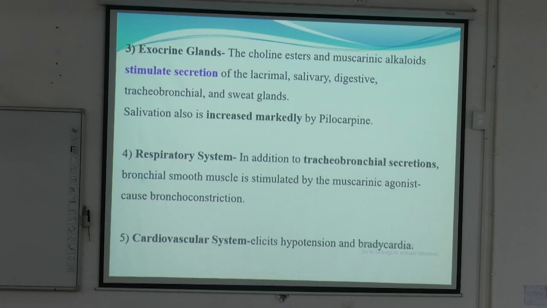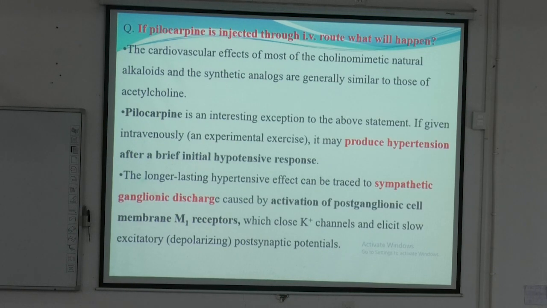In the exocrine glands, already we have discussed time and again that basically all these increase the secretions. They stimulate secretion of the lacrimal, salivary, digestive, tracheobronchial, and sweat glands. All the secretions are increased. Salivation also is increased markedly by pilocarpine. This is a drug. In the respiratory system, same thing, the tracheobronchial secretions are increased. Cardiovascular system, already we have discussed, hypotension and bradycardia.